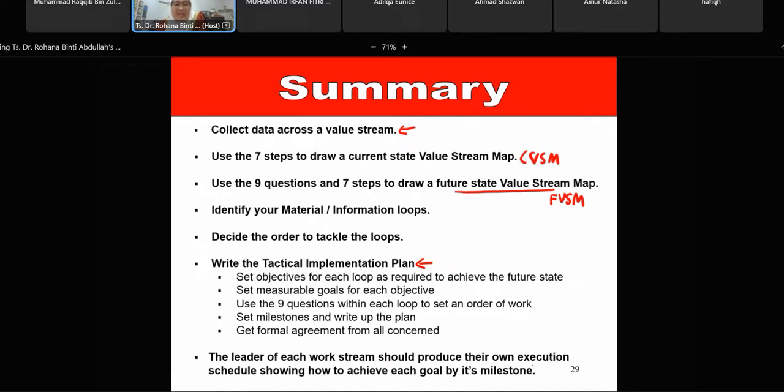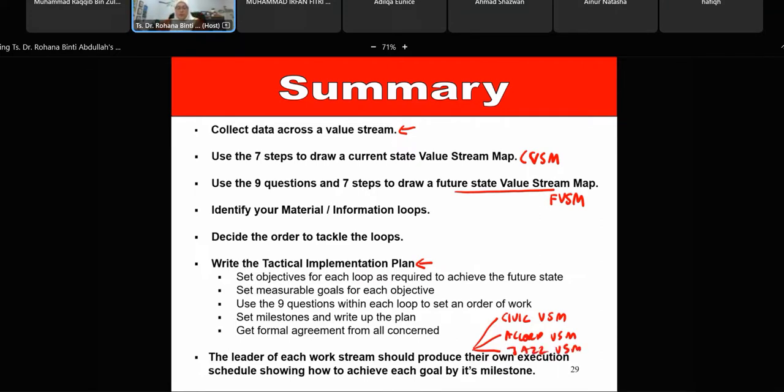Alright. And then the leader of each work stream should produce their own execution schedule showing how to achieve each goal by its milestone. Contoh tadi lah saya cakap kan, mula-mula ada team yang work on Civic punya VSM. Alright, kalau dia ada production line lain, mungkin kalau Civic tu guna production line lain, Honda Accord ada team lain yang akan buat VSM. Alright, and Honda Jazz akan ada team lain yang akan buat VSM dia.